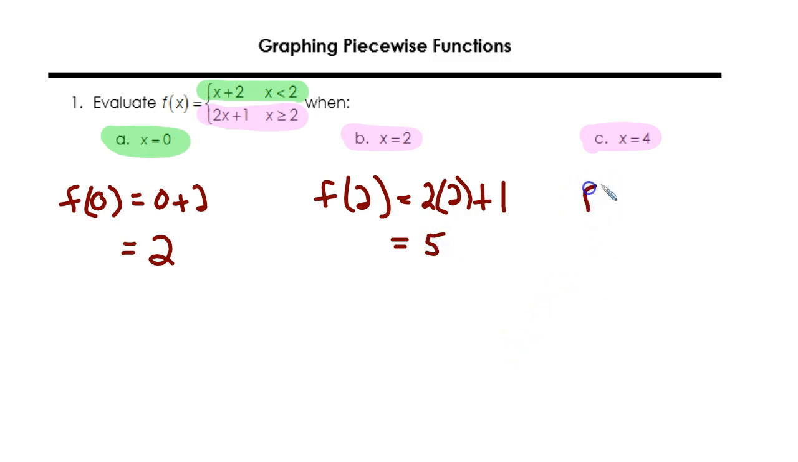And then finally, we've got evaluating for x equals 4. So what is f of 4? Well, 4 is greater than 2. So I choose the 2 times x plus 1, which in this case would be 2 times 4 plus 1, which is 8 plus 1, or 9. So when you're evaluating, you have to find what part of the domain your x value fits into before you evaluate.